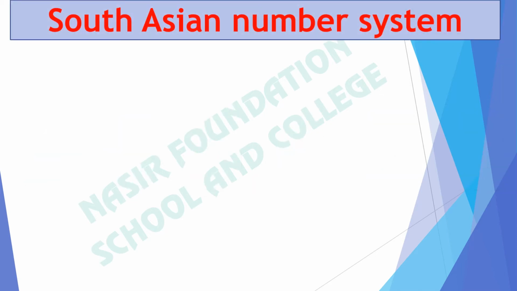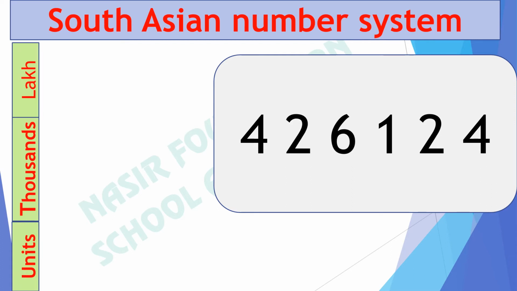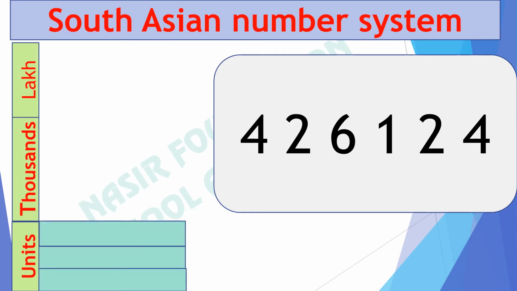South Asian number system. How will we place the comma in this number according to South Asian number system? Here we can see that unit is divided into three groups. Yes, units. Next one is tens, and then next one is hundreds. Unit is divided into three groups: units, tens and hundreds. Now the units after three digits is completing its period. It means after three digits one period is being completed.